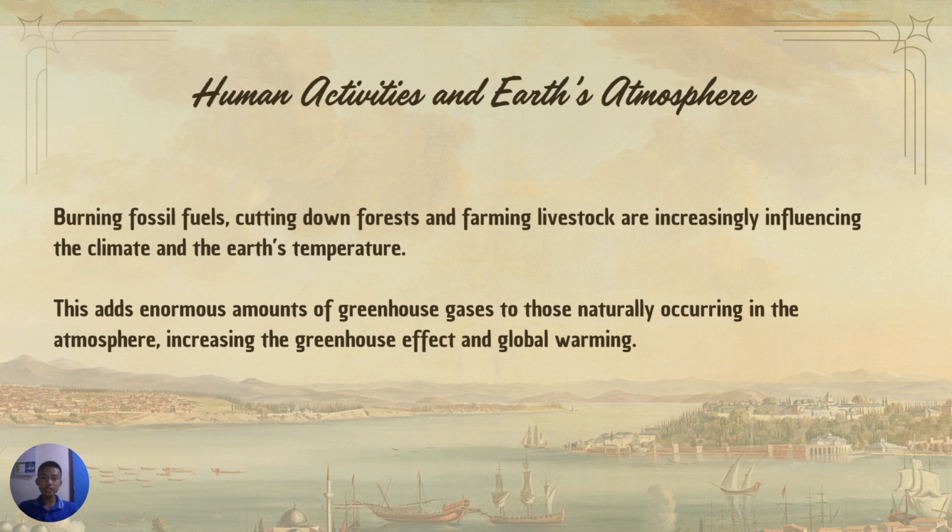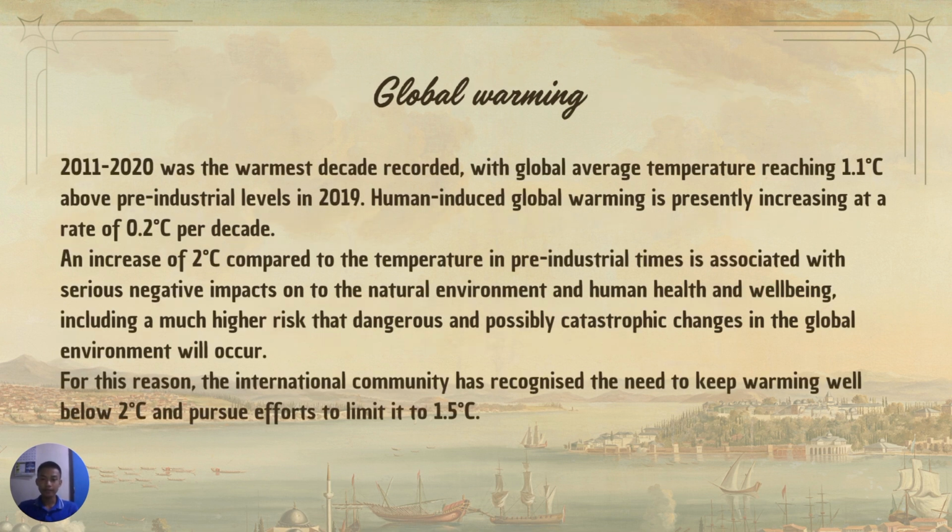Human activities like burning fuels, deforestation, and livestock farming release large amounts of greenhouse gases, or CO2, CH4, N2O, intensifying the natural greenhouse effect. This traps more heat, accelerates global warming, and disrupts ecosystems, weather patterns, and global climate stability.